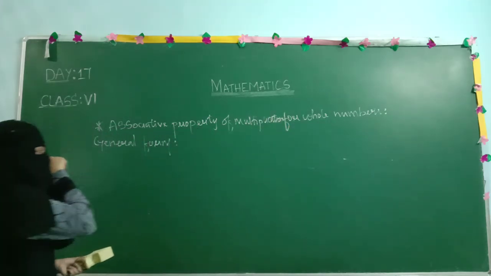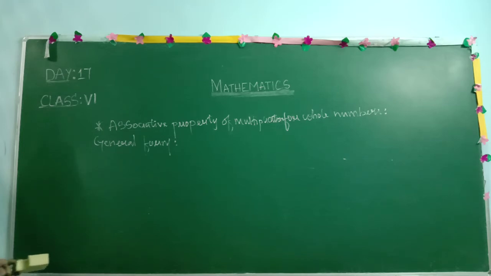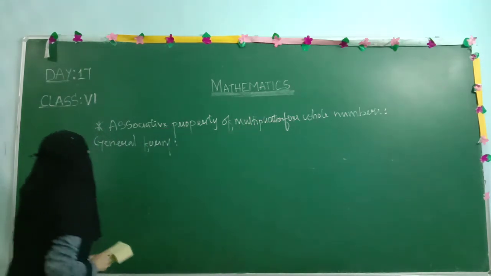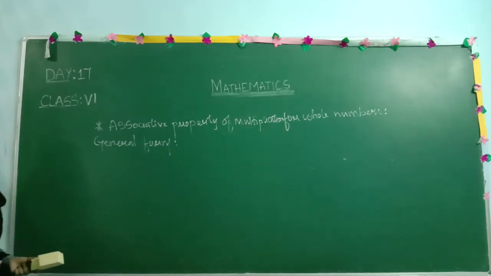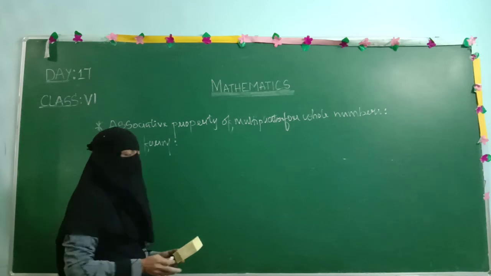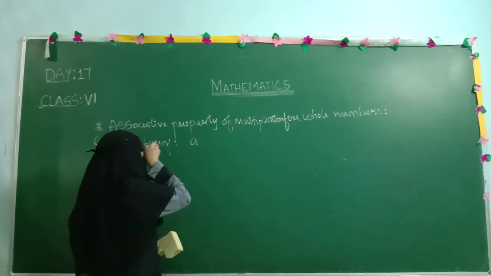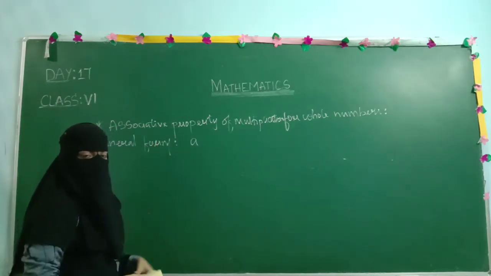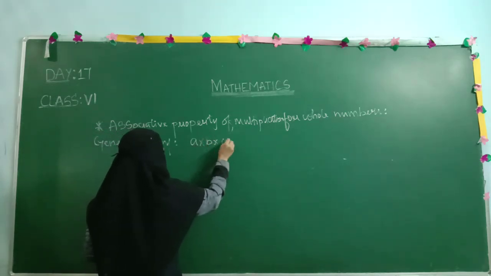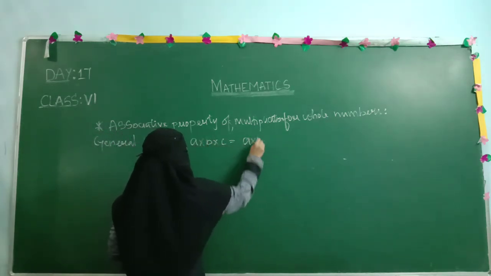Associative property of multiplication for whole numbers. Same whole numbers, just we have changed the operation from addition to multiplication. So what is the general form we will get? Exactly, the general form is just that we need to replace addition with the multiplication operation. So the easiest way is to write a into b into c equals a into b into c.